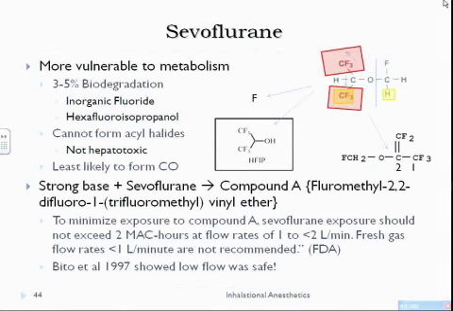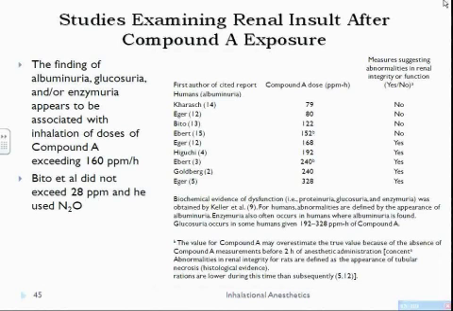Now, in 1997, Bito showed that low flow is still safe. Okay, what he did was he took the compound and exposed individuals, and then they checked things like albuminuria, which is albumin in the urine, which means that the kidney tubule is now leaking proteins. Glycosuria, enzymuria appear to be associated with inhalational doses of compound A exceeding 160 parts per million per hour.